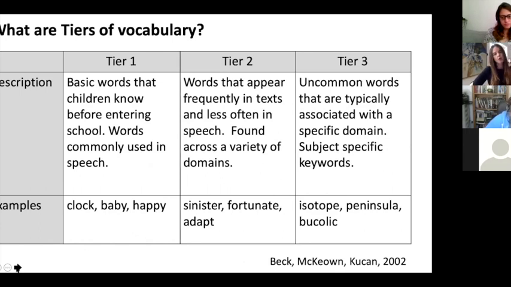I think this has become much more popular lately, the idea of tier 1, tier 2 and tier 3 words. I didn't really know much about this until a few years ago. And this is from the book here, Bringing Words to Life, by Beck, McKeown and Kucan. It talks about language. So tier 1 language is predominantly what students speak and what the population speaks. It's words that students will know coming into school. Tier 2 is words that may frequently appear in text, but not often in speech, similar words found across a variety of domains, words that we may use in speech, but quite often we see written down. And tier 3 is the vocabulary associated with a specific domain, or subject-specific keywords.